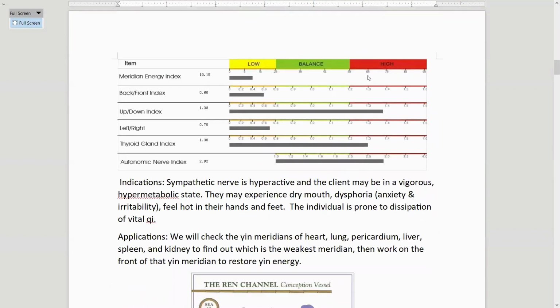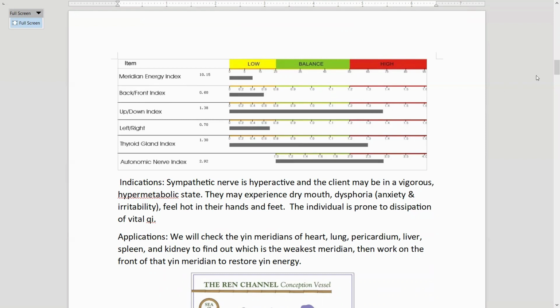So this next line is our back and front index, or our yang and yin index. Yang is on the back because it deals with the governing vessel, and yin is on the front because it deals with the conception vessel. So when we see that the graph is over here, we would say it's indicative of a yin deficiency.